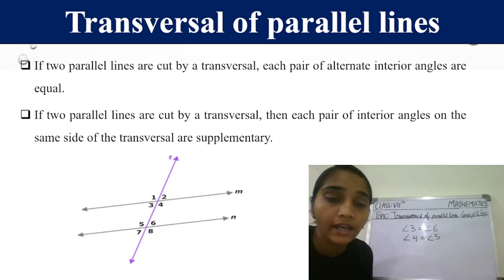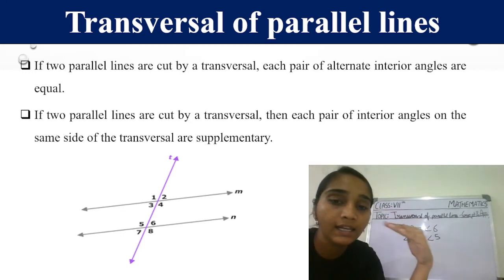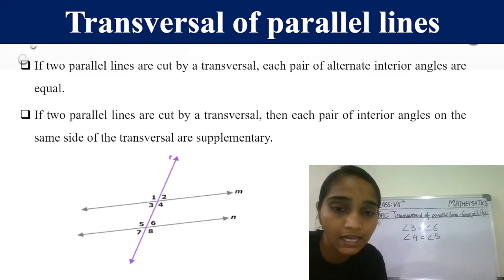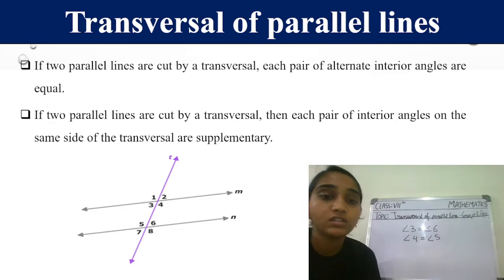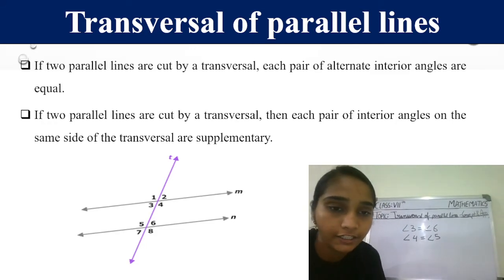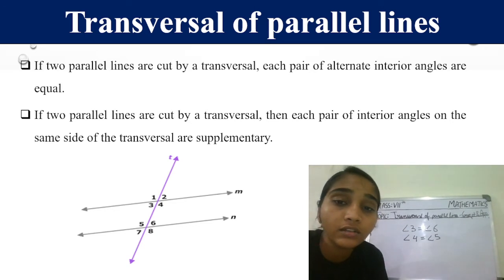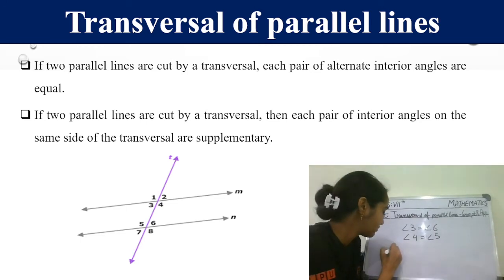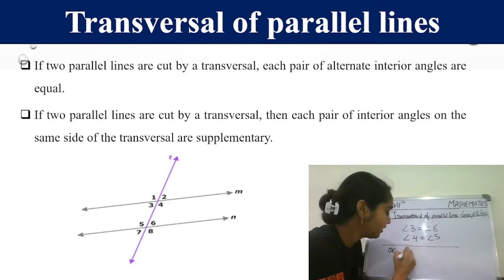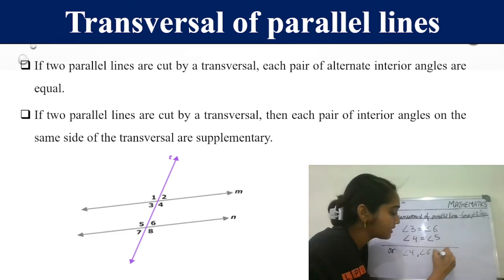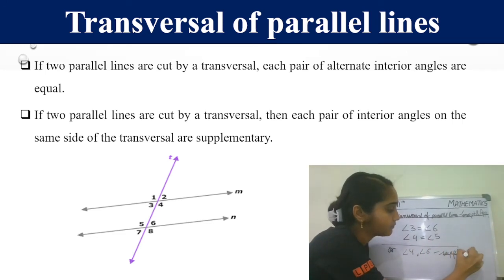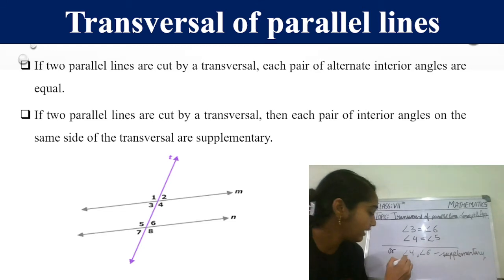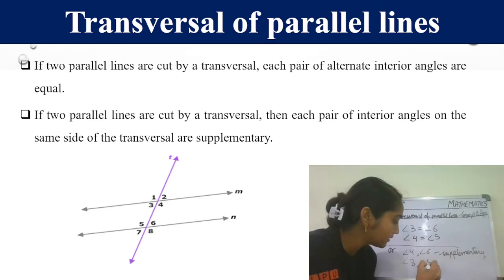Right? Very good. And what about the second one? It is saying that if two parallel lines are cut by a transversal, each pair of interior angles on the same side of the transversal is supplementary. Supplementary means the sum is 180 degrees. So each pair of interior angles on the same side are 4 and 6. So we can say, students, that angle 4 and angle 6 are supplementary. And what about the rest? Yes, angle 3 and angle 5 are supplementary.